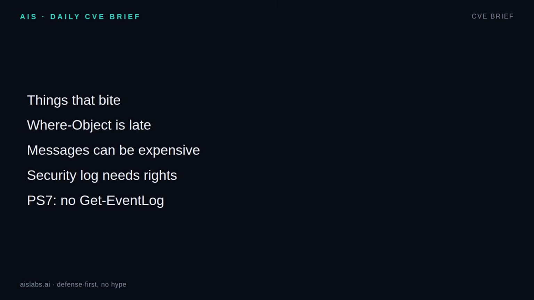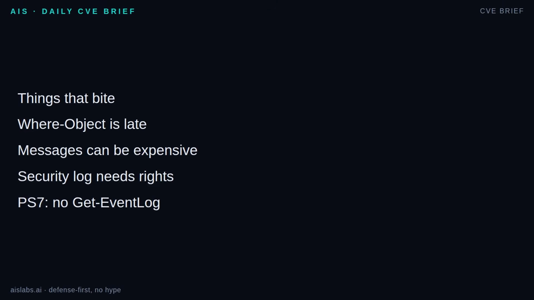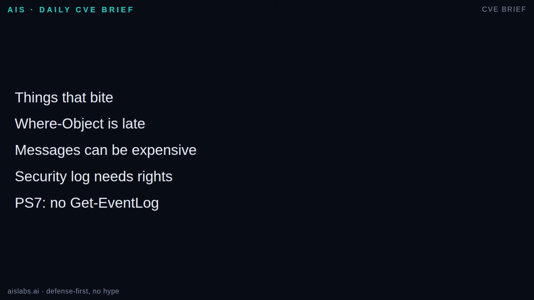The first pitfall is using Where-Object for the main filter. This is fine after you have 50 records. It is terrible when you have 5 million. The second is relying on Message for everything. Message text is rendered from provider resources and can be slower, especially remotely. Filter on ID, LogName, ProviderName, and time first. Read Message last. Third, permissions matter.